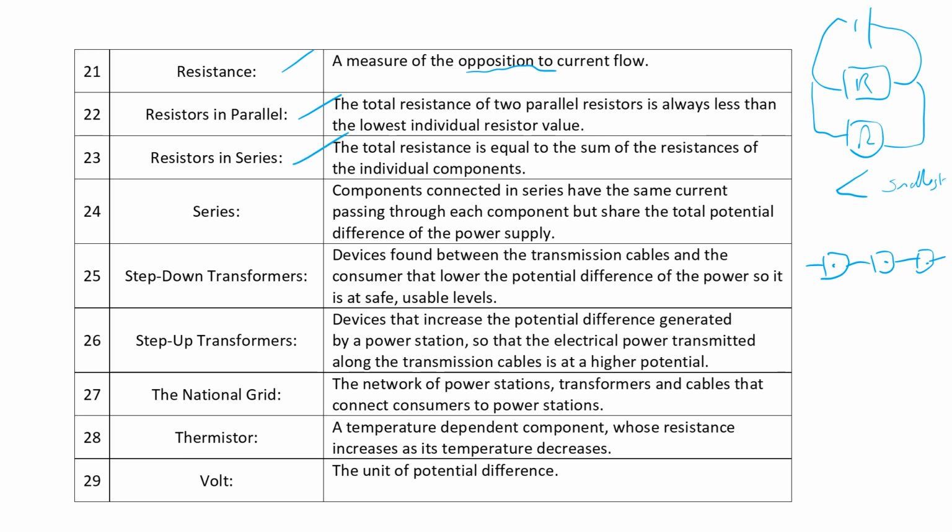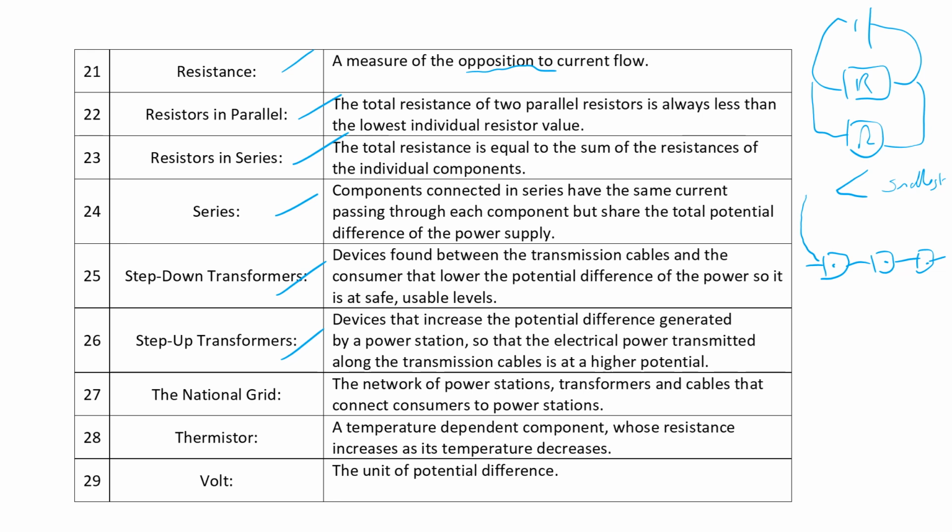Components connected in series have the same current passing through each component, but they share the total potential difference. So if you've got electricity passing through a series circuit, it's the same amount of current. So that is a series circuit. A device found between the transmission cables, near the house and the consumer, that lowers the potential difference of the power: step-down transformer. The opposite of that, where it comes out of the power station, is a step-up transformer.